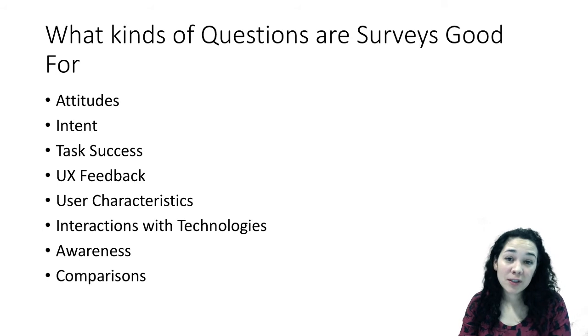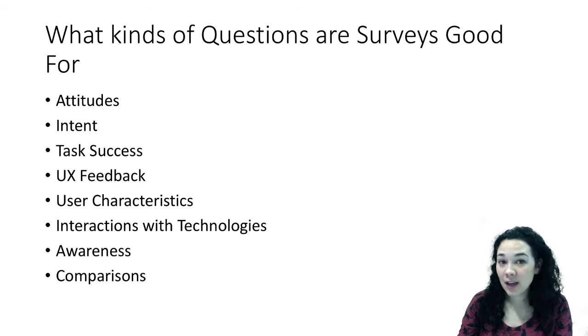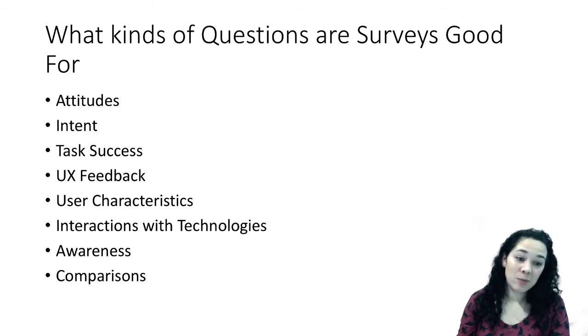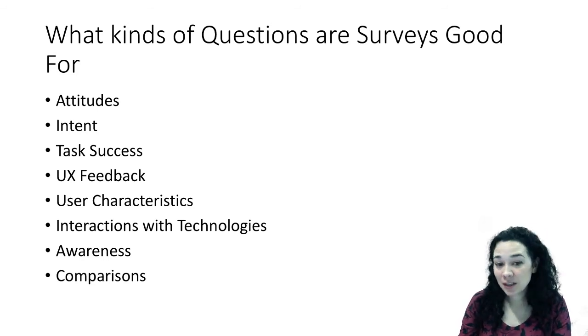So user characteristics are a good kind of attribute to gather during a survey. You can also use surveys to think about interactions with specific technologies. So surveys can capture the self-reports of social interactions and self-reports on past interactions with a specific technology. You also might want to understand a little bit about users' awareness of the technology, for example, their awareness of existing technology or approaches.